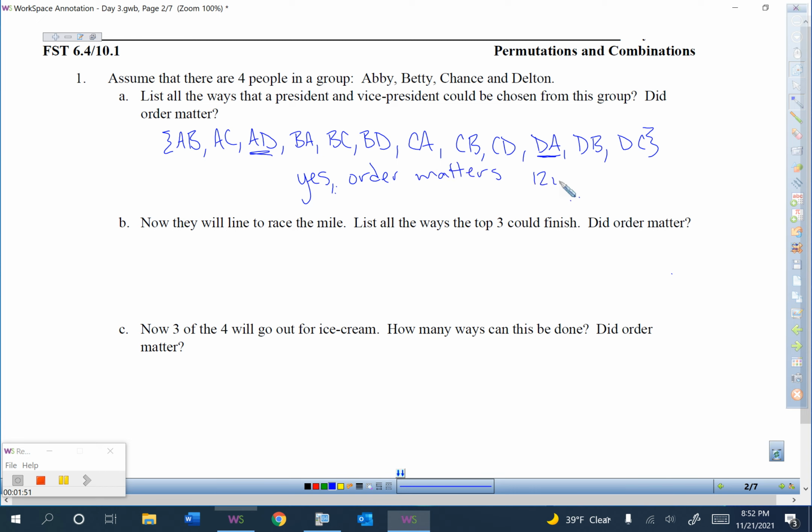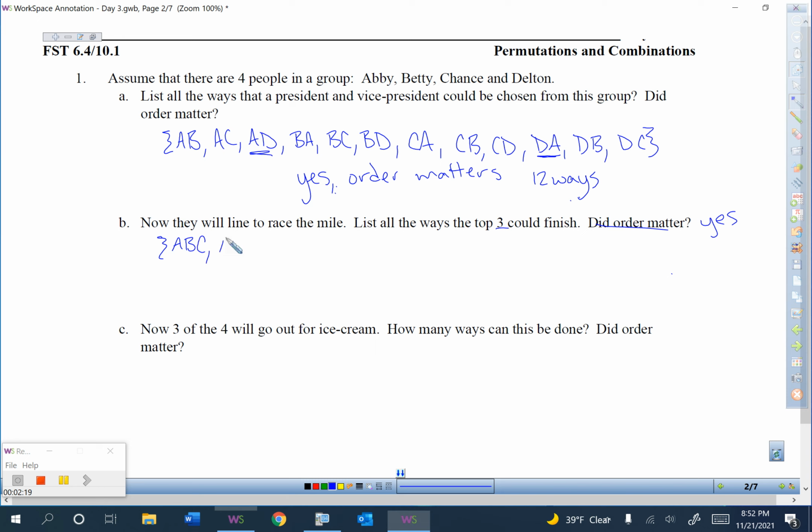Okay, now we're going to look at lining them up to race the mile. So this time we're looking at the top 3. So first place, second place, third place. Again, for this one, order does matter because if you rearrange them, they're talking about a different way they ended the race. So we'll start out with Abby getting first and Betty getting second. Then we'll fill in what's possible for third. So then it could be with Chance or it could be with Delton.